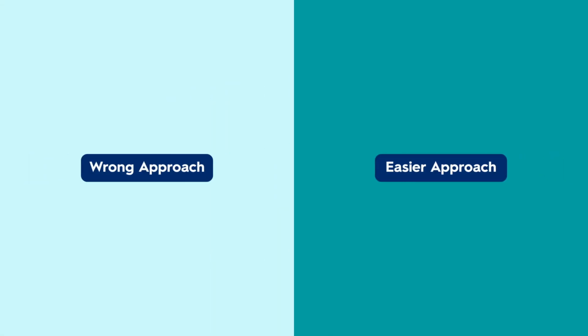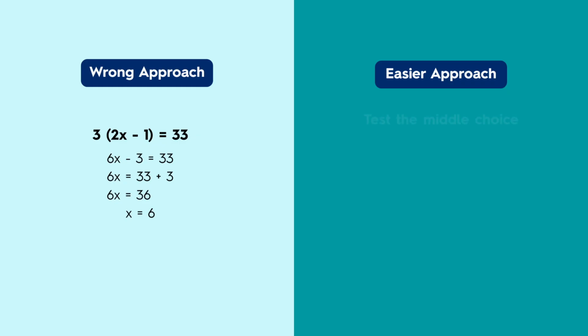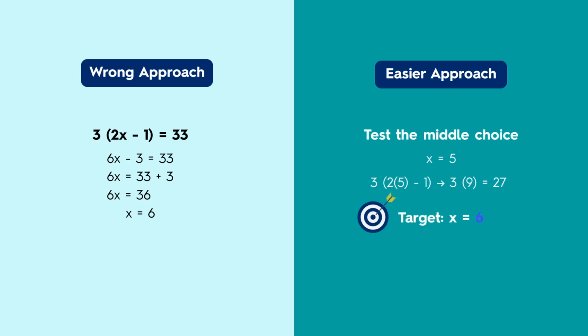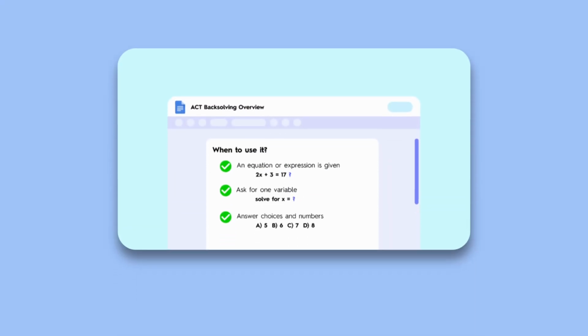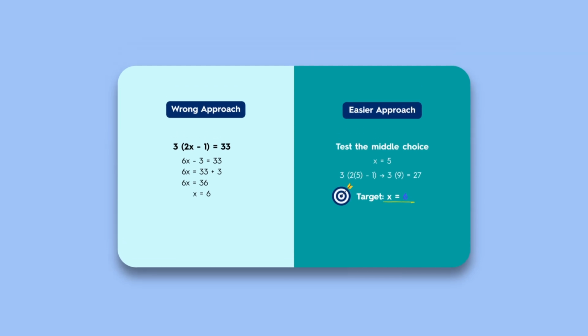And here's a common mistake. When the structure clearly supports backsolving, students still jump into extra algebra. If there's one variable and clean numbers, test the choices. Starting in the middle tells you which direction to go. So far, we defined backsolving, saw the model, worked one example, and dodged a common pitfall.